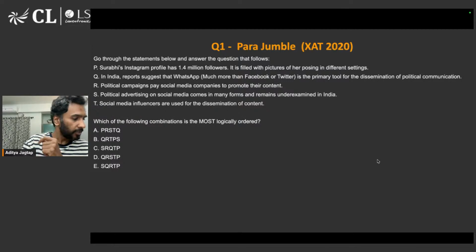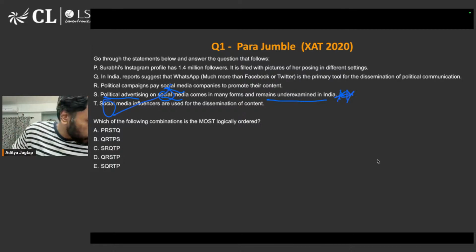Nothing specific. Sentence S: political advertising on social media comes in many forms and remains under examined in India. Sentence S is being very categorical about political advertising on social media. We can notice that there is some overlap here, and "remains under examined" is where the author is becoming specific. All right, let's look at sentence R. Political campaigns pay social media companies to promote their content. Again, this social media overlap we notice in all the three sentences. The topic would most probably involve the words social media.